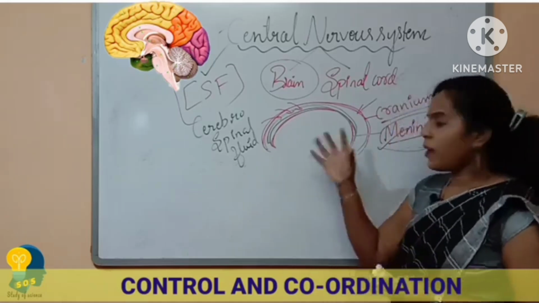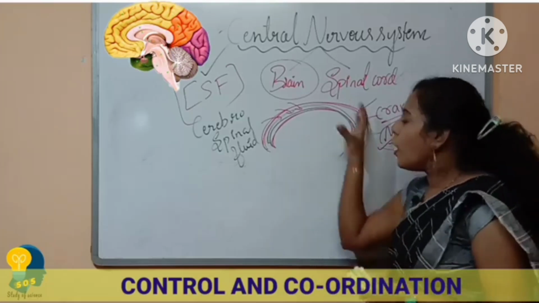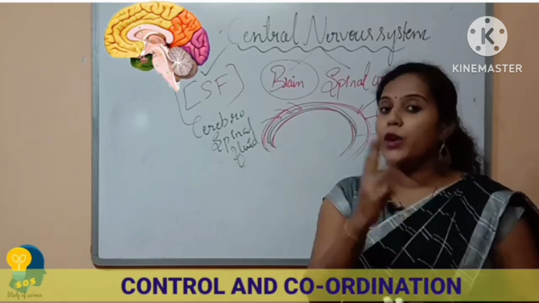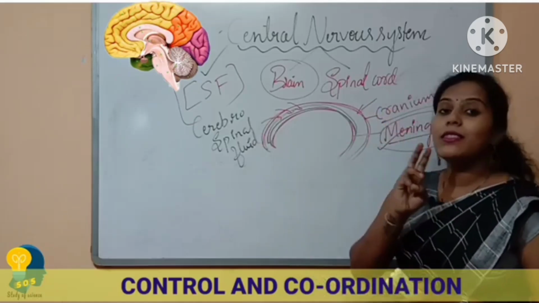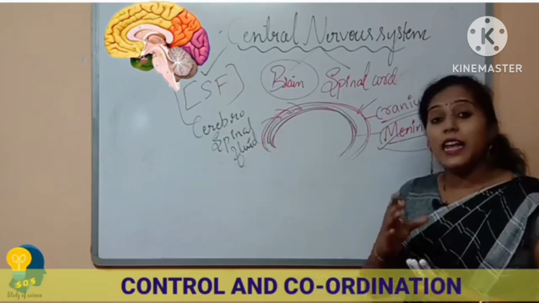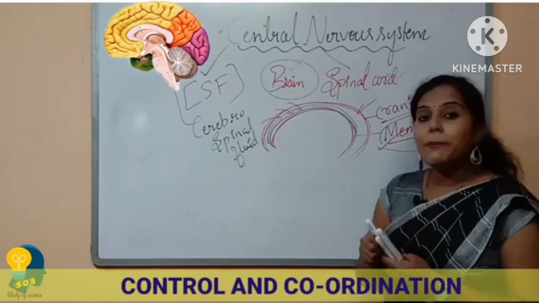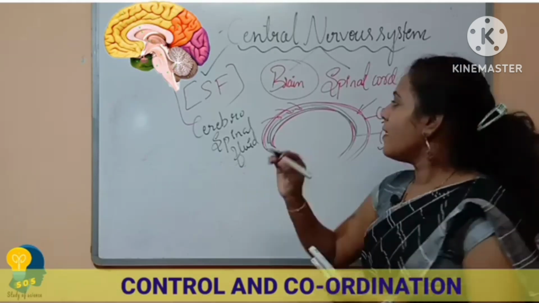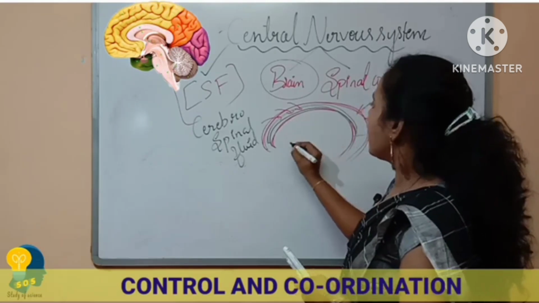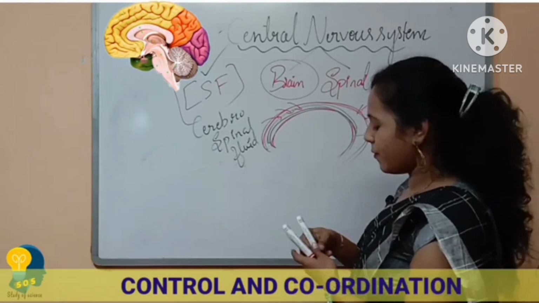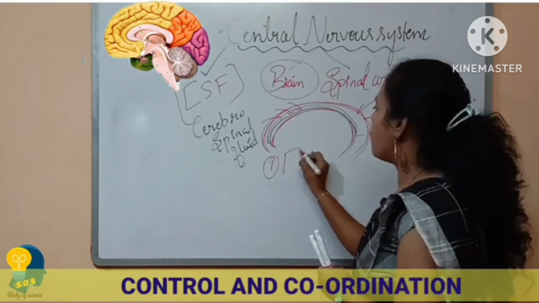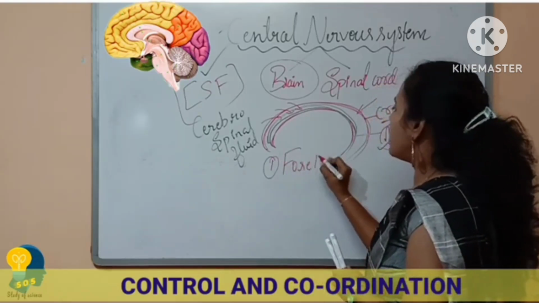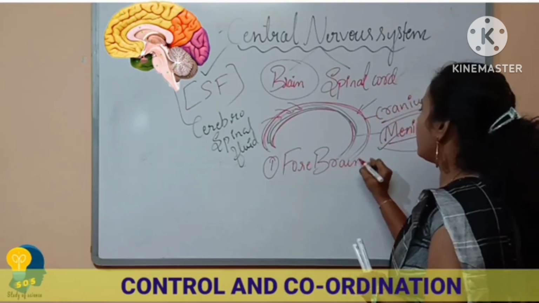So next, the whole brain is classified into 3 parts. Which are the 3 parts of the brain? The 3 parts of the brain are, first one is the forebrain.